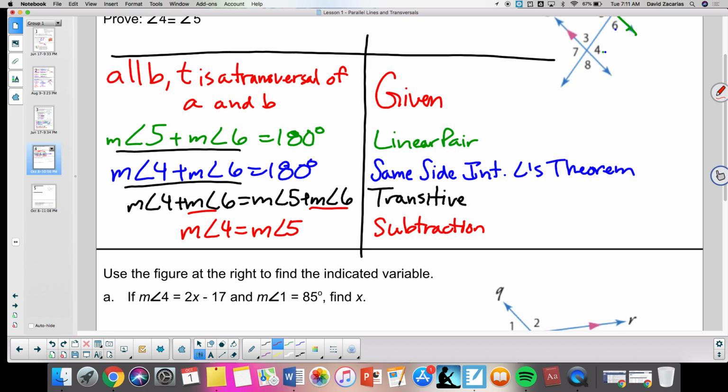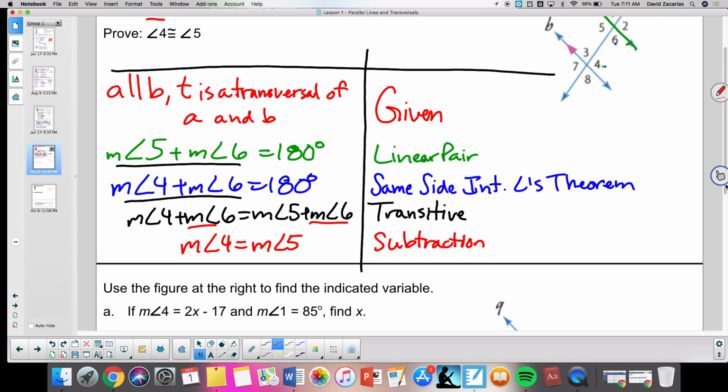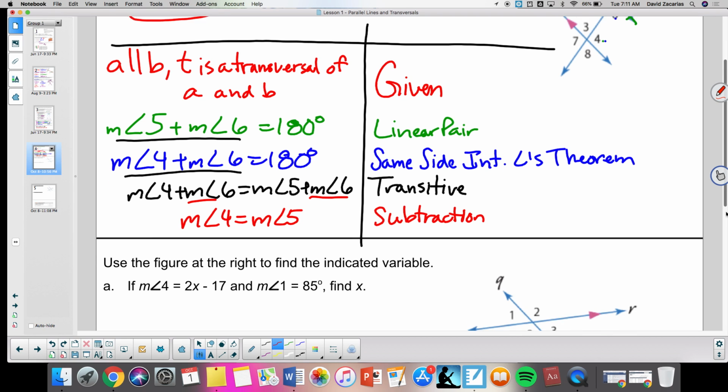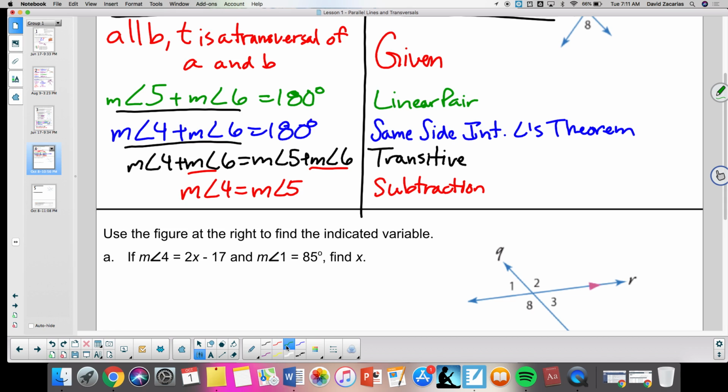And lastly, we want to make sure that we match it to what we're trying to prove. We're trying to prove that the angles are congruent, not just that their measurements are equal. So we could finish off by saying angle 4 is congruent to angle 5, because that's the definition of congruent angles. So this is a way we can prove any one of those theorems. In this case, we proved that alternate interior angles are congruent when those two lines are parallel.